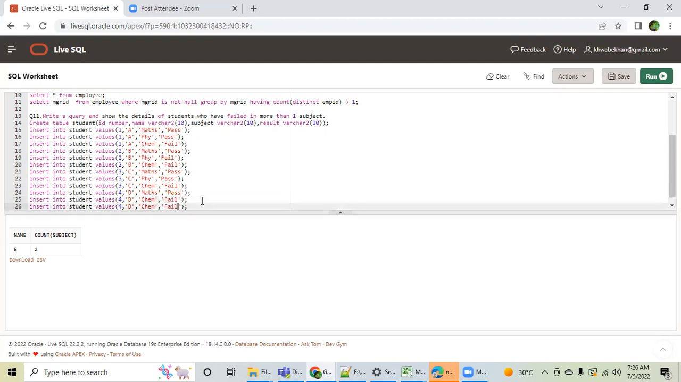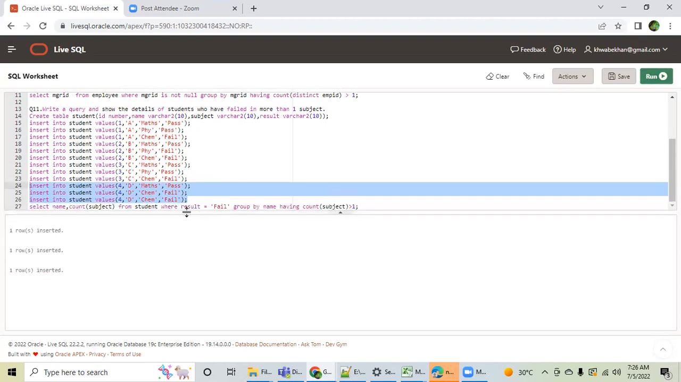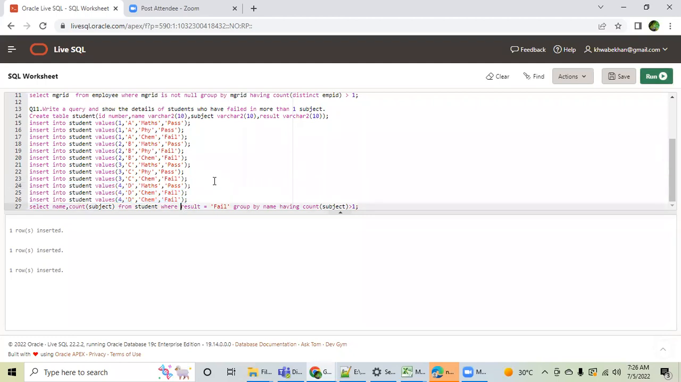I have one question: in the same question, if the case is sensitive, then what can we use? Good. If it is case sensitive, you do the same thing, just write upper result equal to fail or lower result equal to fail. That's all. We have to play with upper or lower in the where condition.